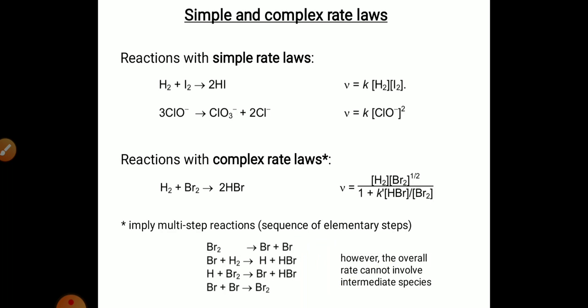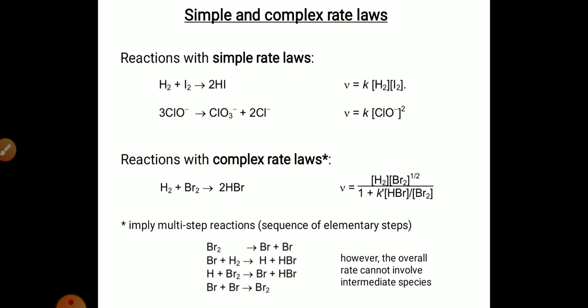Similarly, for complex formation, here you can see the simple rate law for H2 plus I2 converting into 2HI. So the rate of reaction depends on the concentration of the reactants, which is V equals K, concentration of H2 and concentration of I2. Okay.